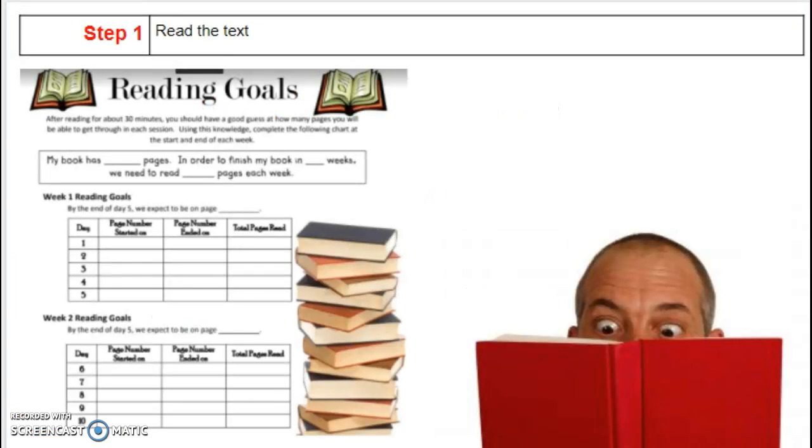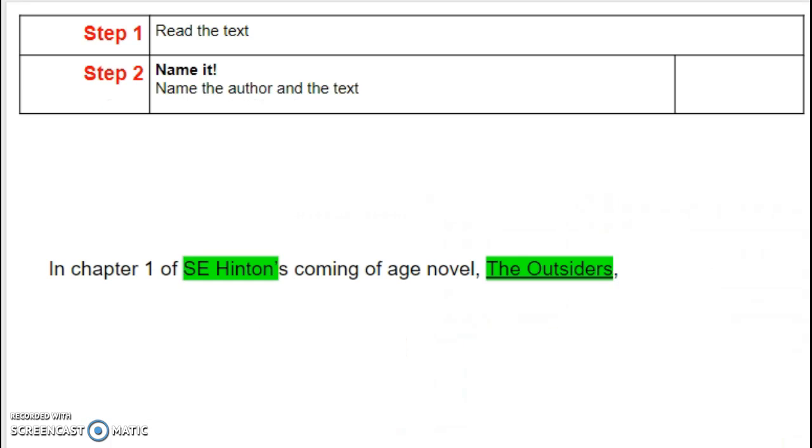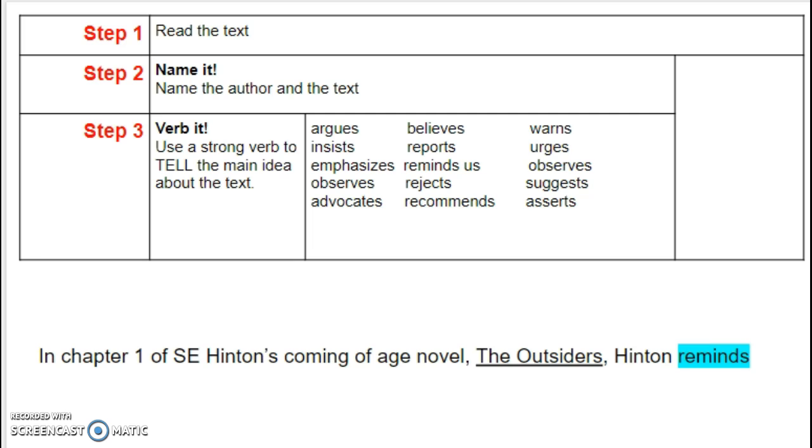So the first step is to read the text, and I know this sounds really easy, but use your reading goal chart to see where you're supposed to be, and then just put your eyes in text and read. Now while you read, you're going to get through the chapter, and then you kind of want to think about what that chapter was about. So the second step is to name it. Here you can see I have highlighted in green the author's name and then the title of the book I read. I just got done reading chapter 1 of S.E. Hinton's novel, The Outsiders.